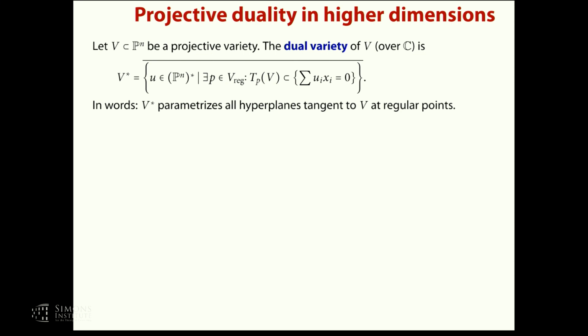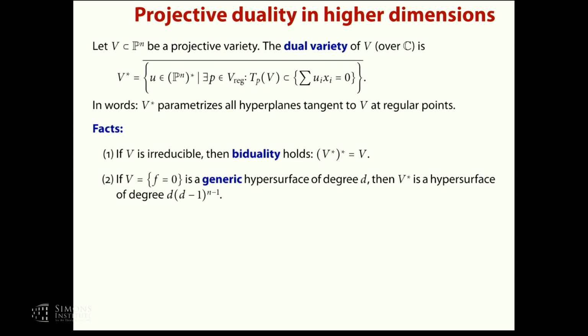And this behaves somewhat similar to the case of plane curves. So here are some facts. The strongest statement about this: if V is irreducible, we still get, and I didn't actually say this for curves, biduality. So the dual of the dual is the original variety. Anything that doesn't satisfy this shouldn't be called a duality, right? But it's actually not easy to prove.